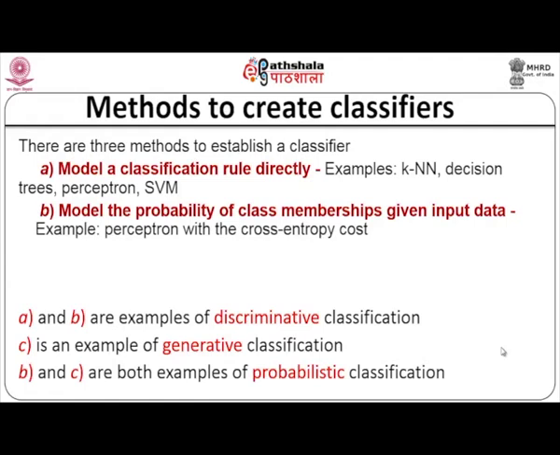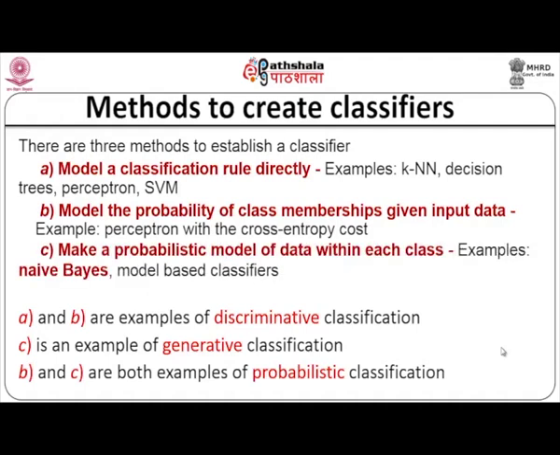The second is to model the probability of class memberships given the input data. This is an example of the use of probability, where we try to model the probability of the class memberships given the input data. So you are given the data. Remember, the training data contains the data as well as the hypothesis or the class. Let us simplify it and say class. So you are given the data and the class, and you are trying to model the probability of the class membership. An example is perceptron with the cross entropy cost.